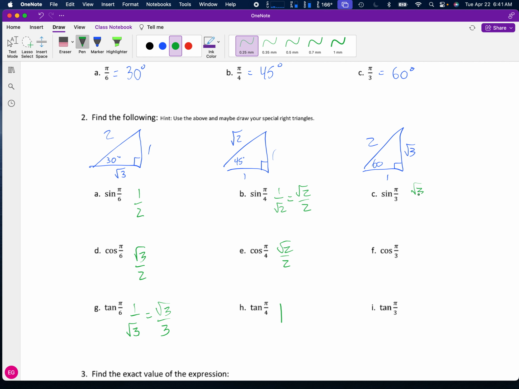Sine of 60 is going to be square root of 3 over 2. Cosine of 60 is 1/2. And tangent of 60 is going to be just the square root of 3.